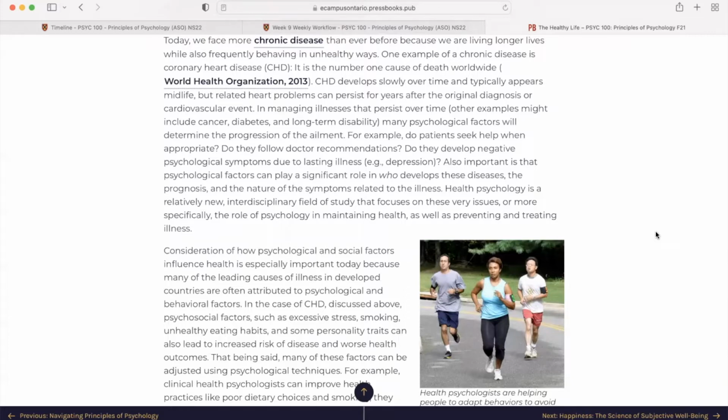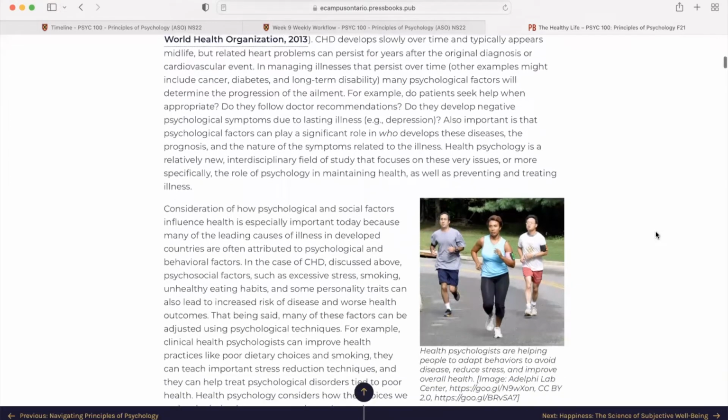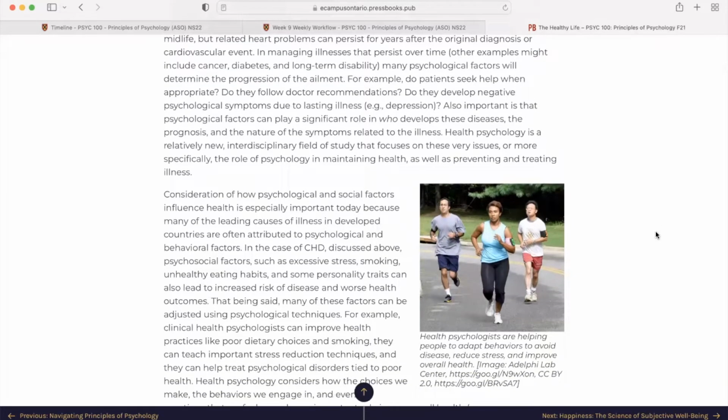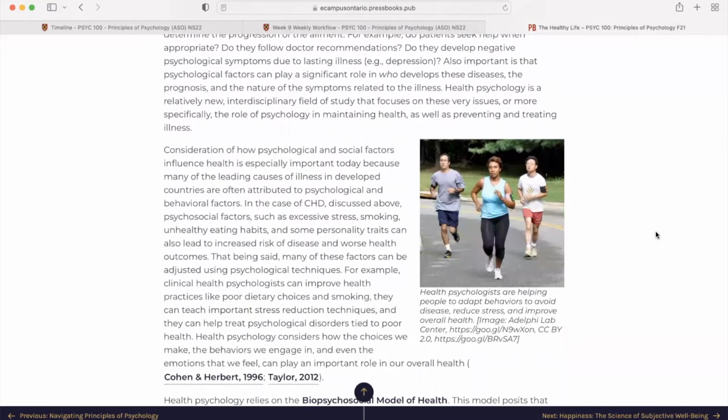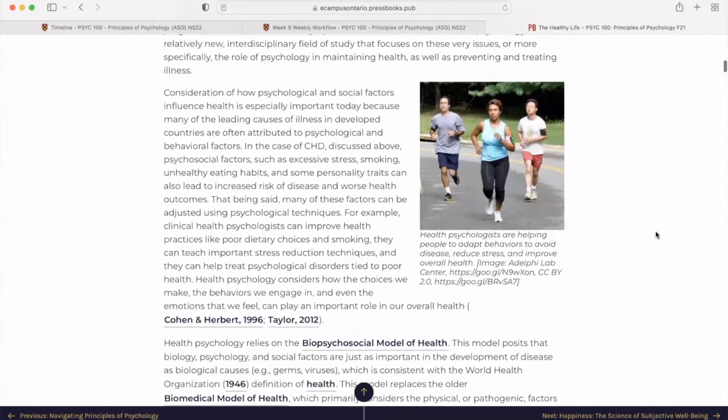Health psychology is a relatively new interdisciplinary field of study that focuses on these very issues, or more specifically, the role of psychology in maintaining health, as well as preventing and treating illness. Consideration of how psychological and social factors influence health is especially important today because many of the leading causes of illness in developed countries are often attributed to psychological and behavioral factors.